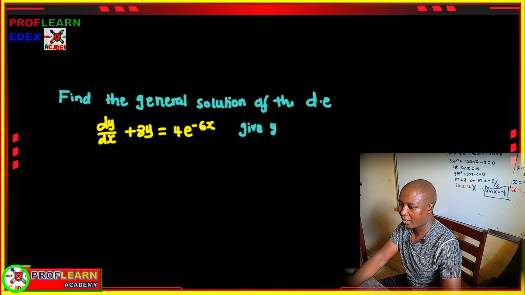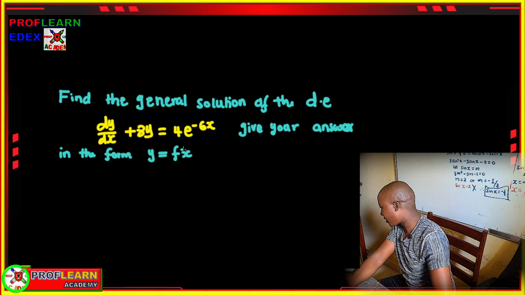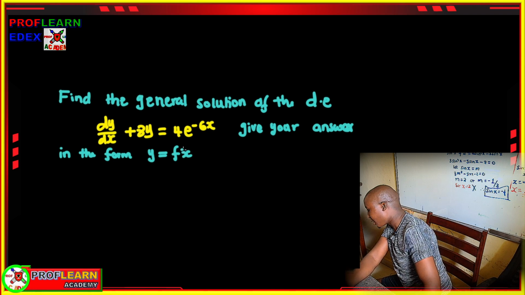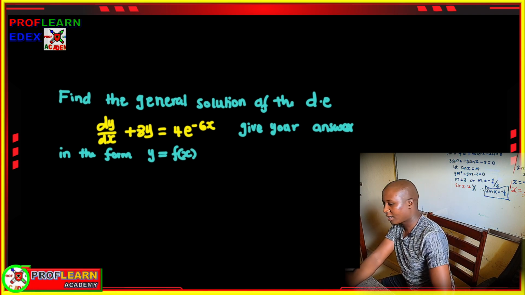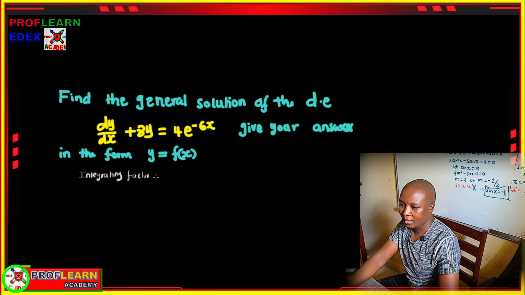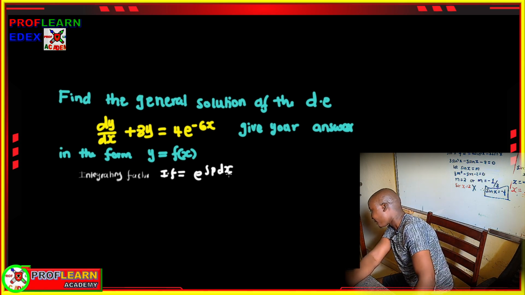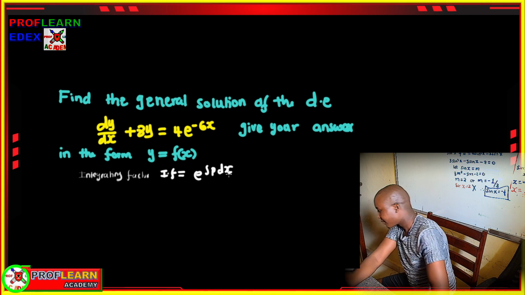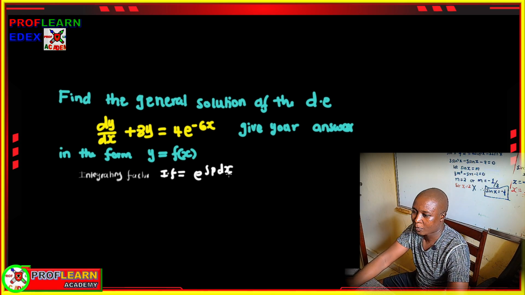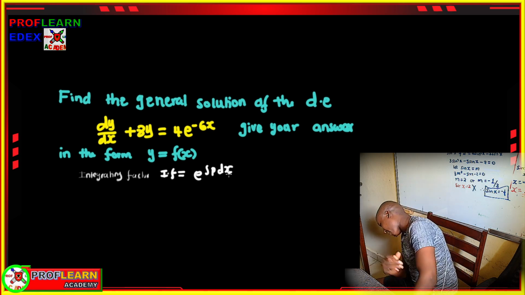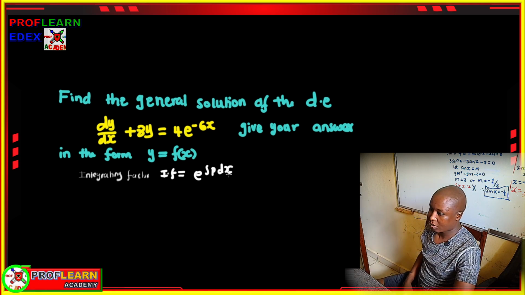The first thing that we're going to do is to find the integrating factor. So in order to find the integrating factor, we're going to use the formula: integrating factor is equal to e raised to the power integral of p with respect to x, and our p in this case is going to be 8.